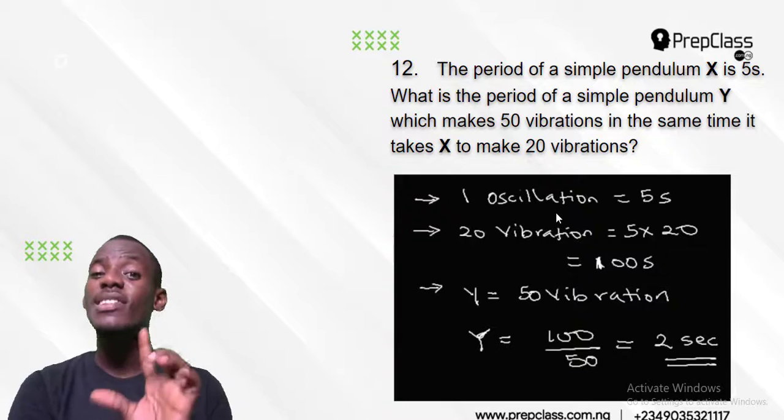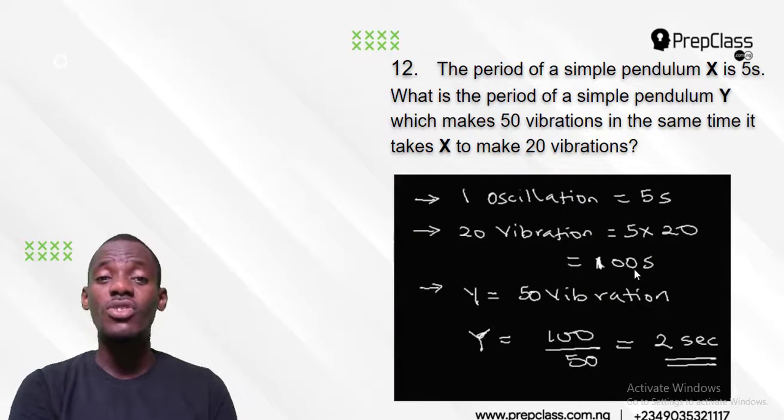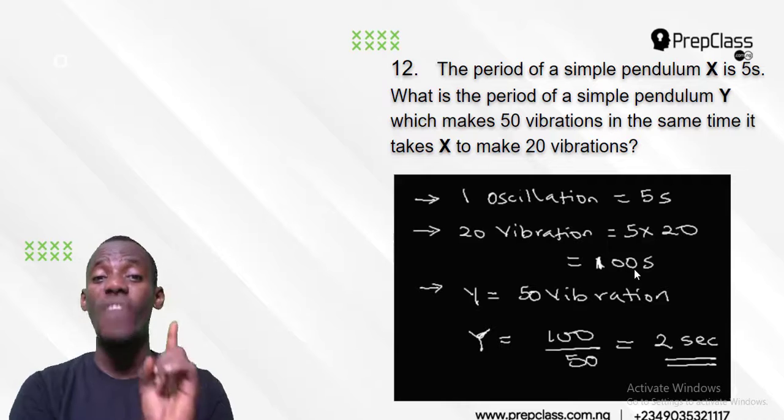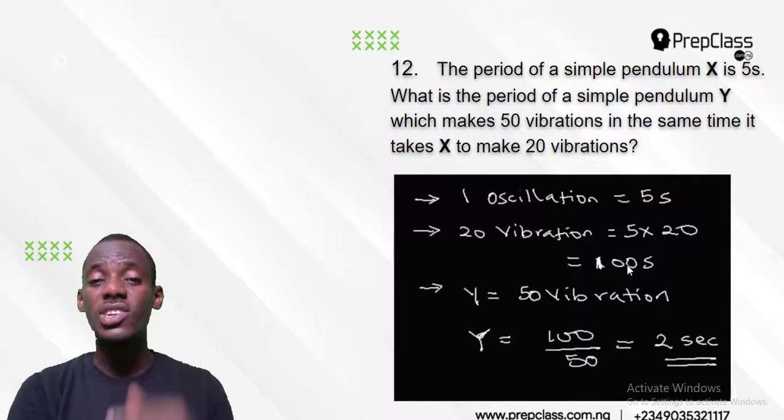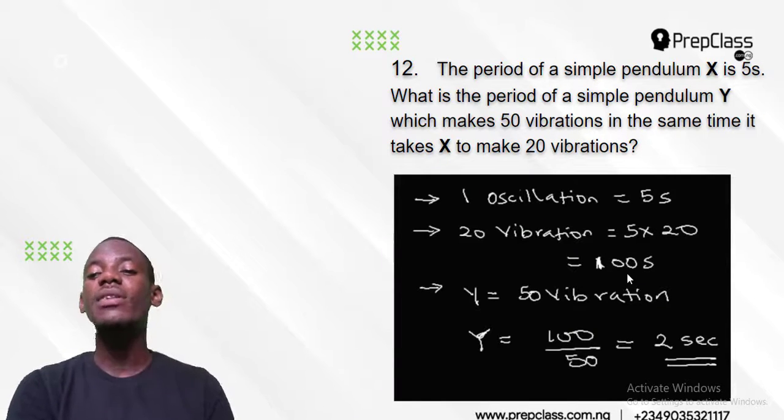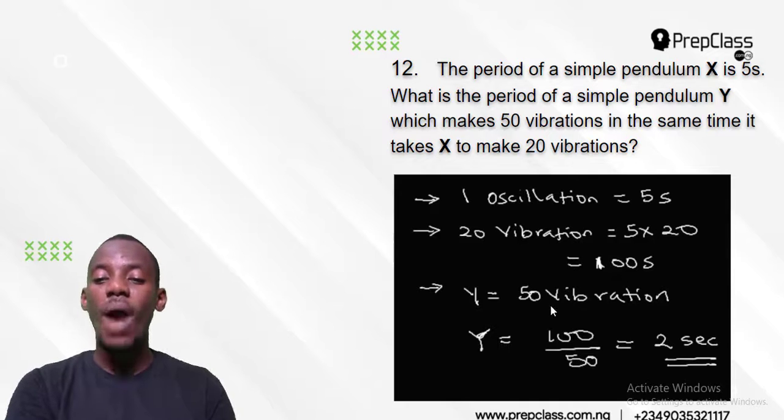But S made 20 of it. That's 20 times 5, and that's 100 seconds. It spent 100 seconds to make 20 vibrations. Now they say that the time is shared for X and Y. That means the same 100 seconds is also for Y.